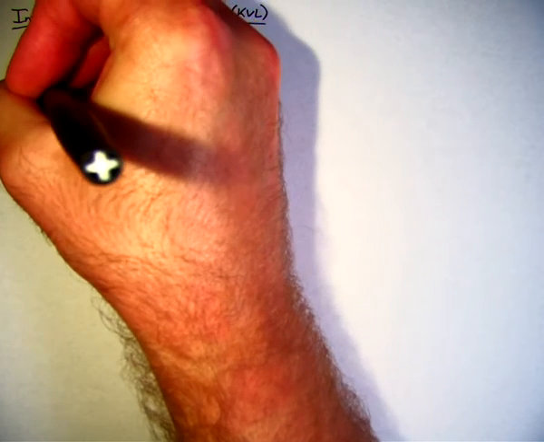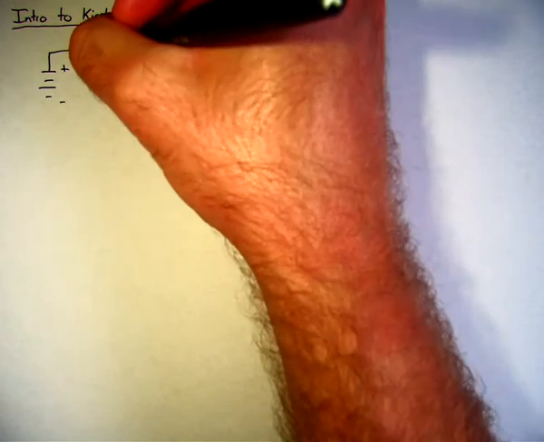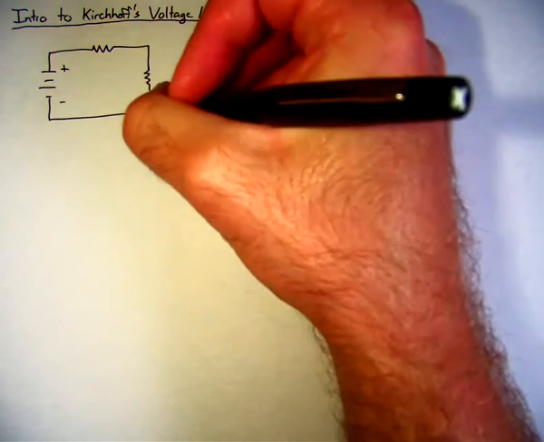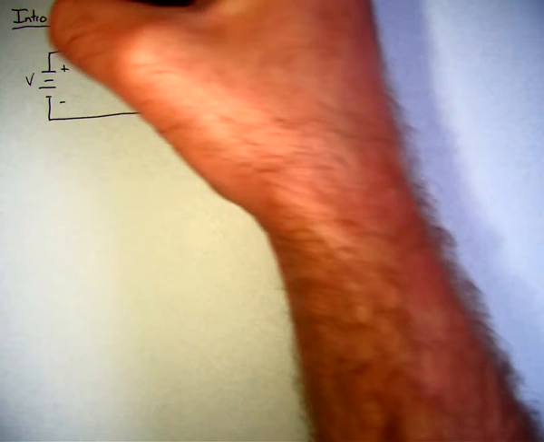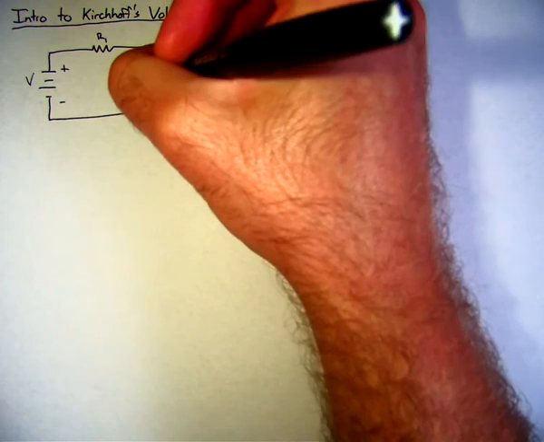Let's just say we have a circuit with a power supply. Let's just say we have two resistors. So here's resistor 1, here's resistor 2. Let me just label this. This is going to be V. I'll call this R1. I'll call this R2.